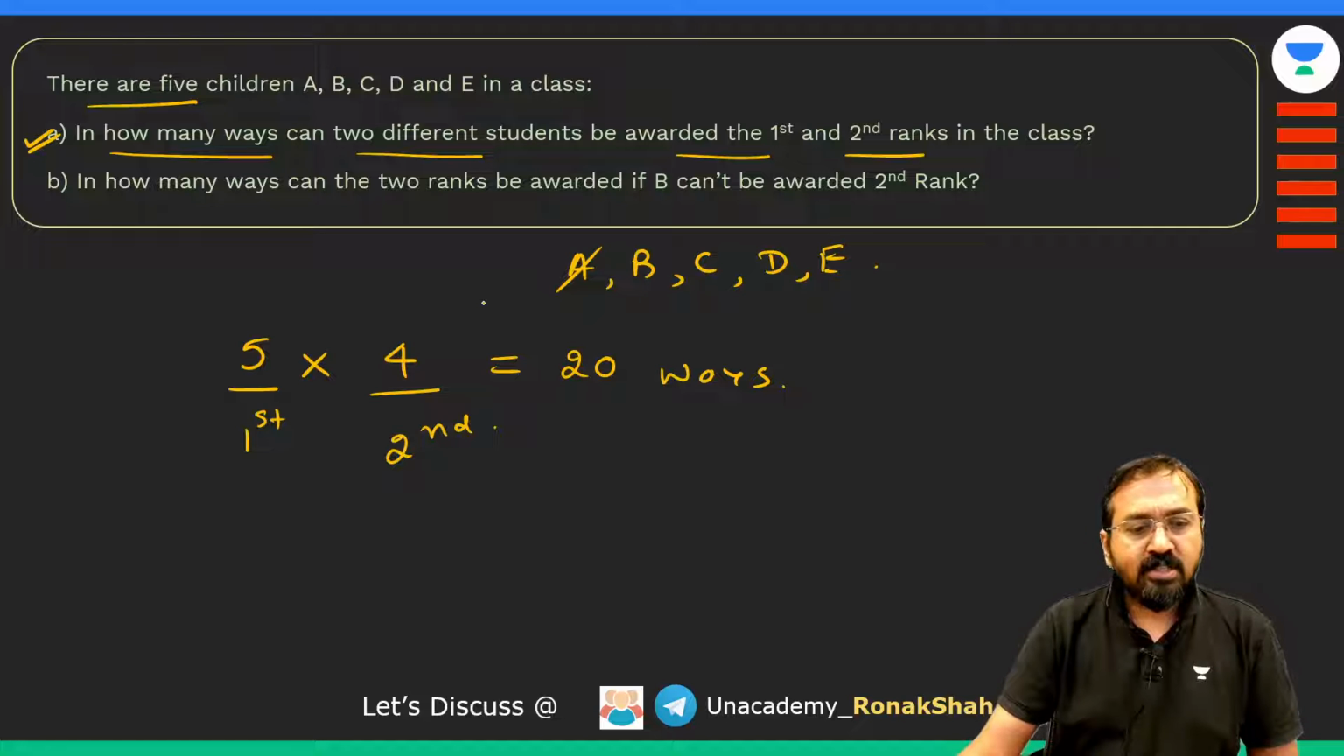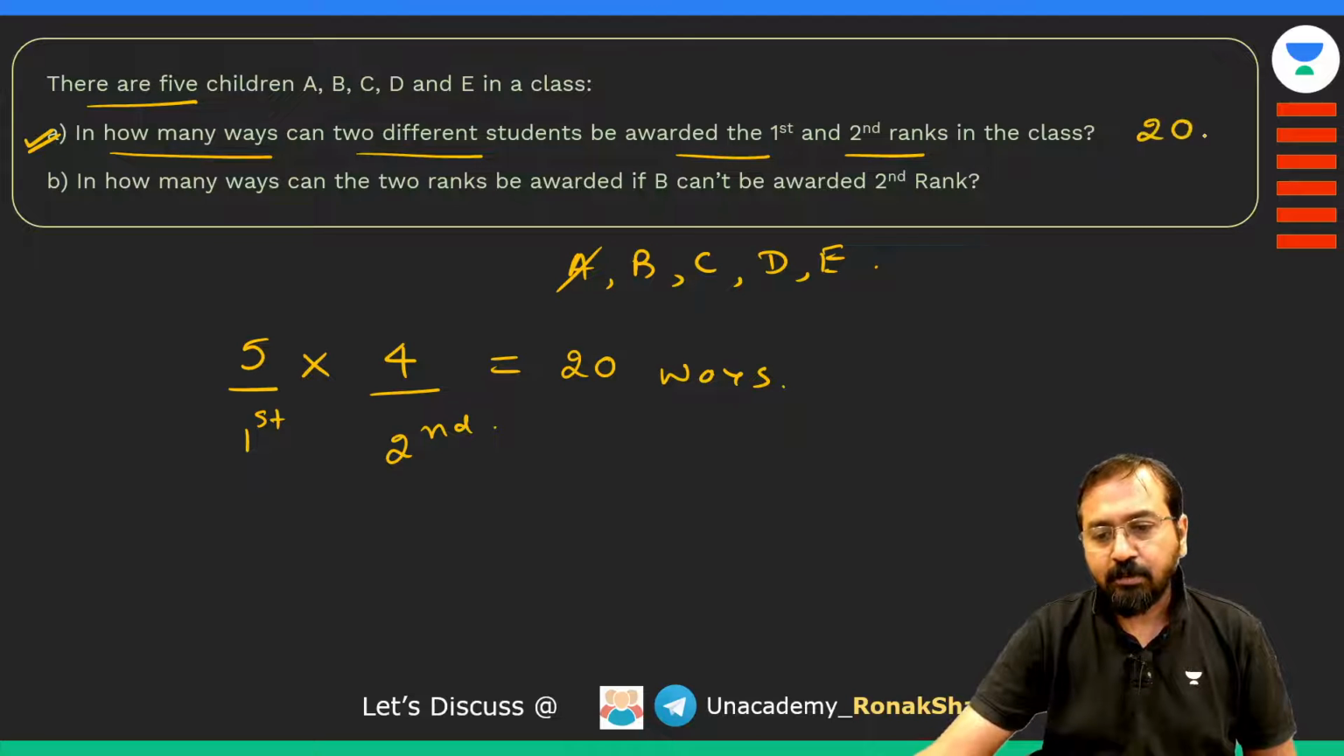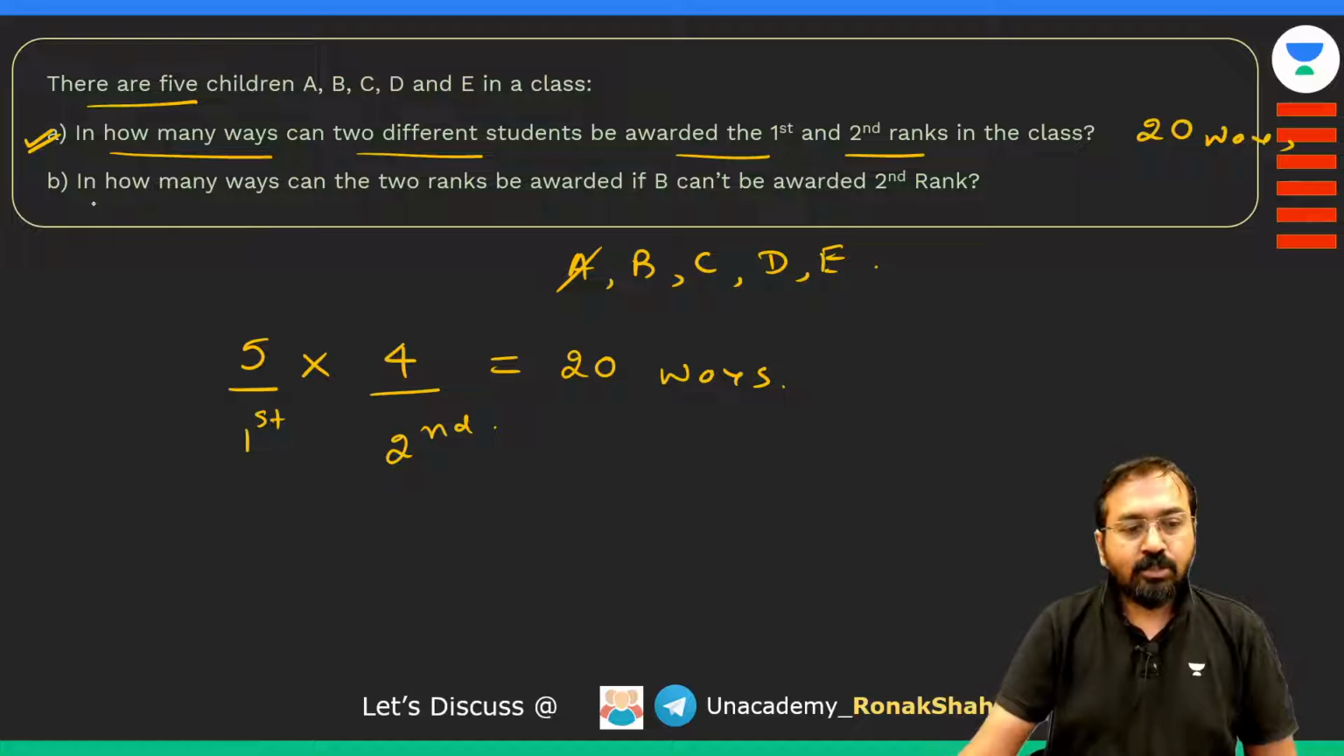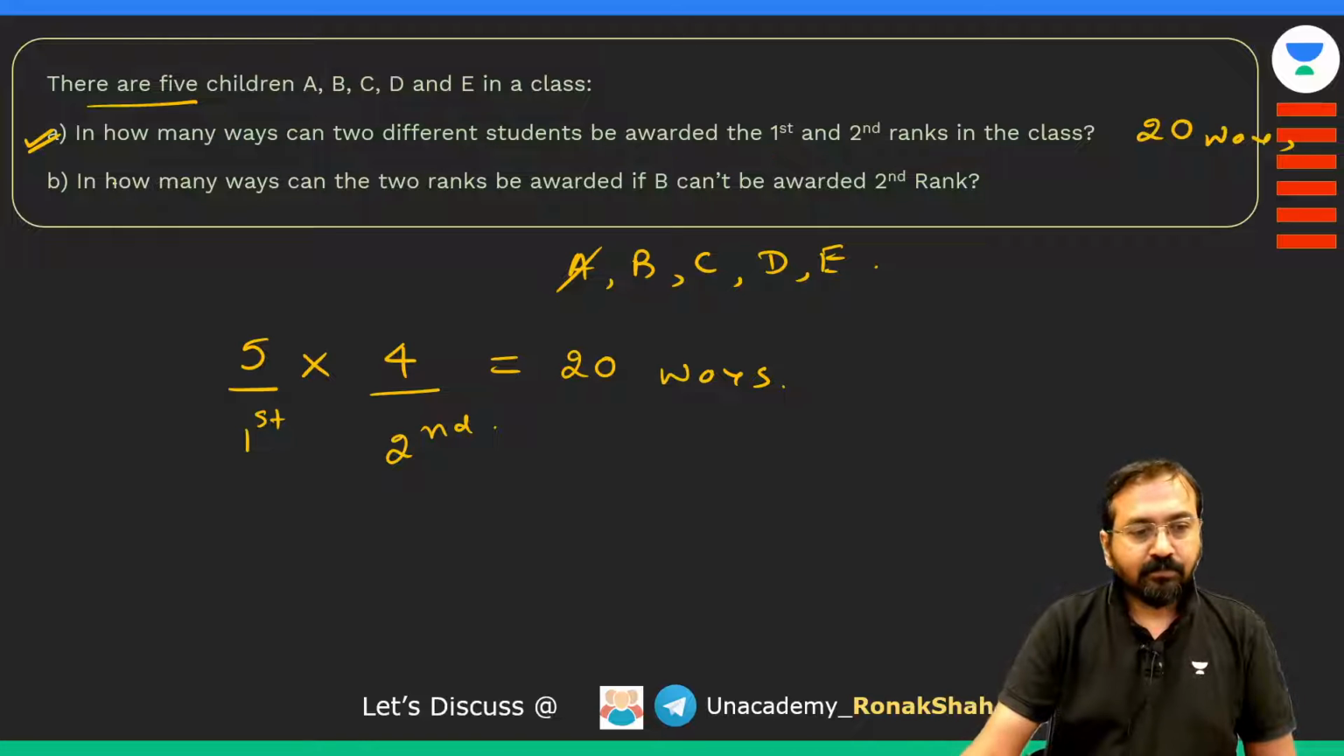Right, so this was a simple question. Answer for the first question should be 20 ways. Now let's look at the second question.